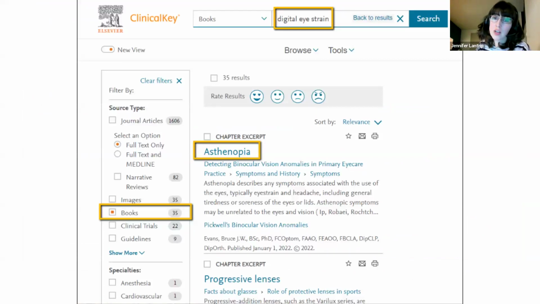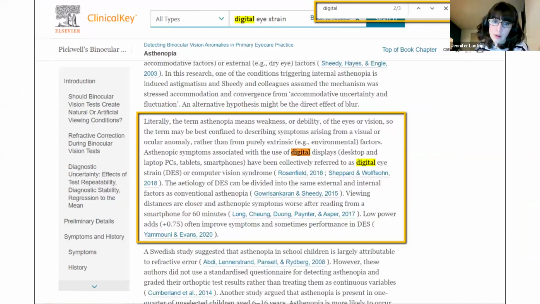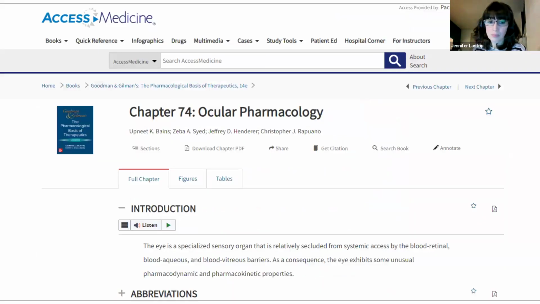It provides research studies, but it has a lot of background sources. In this example, I searched for asthenopia and then limited my search results to books, since books would probably provide general overviews. I found this chapter excerpt about asthenopia. I clicked Control F, or on a Mac, Command F, and searched for the word digital. I found where it mentions digital eye strain in this chapter.